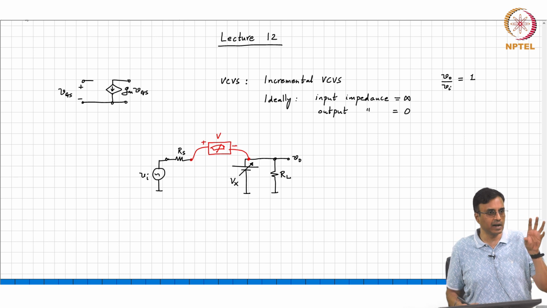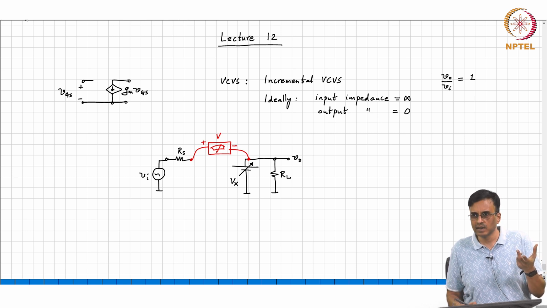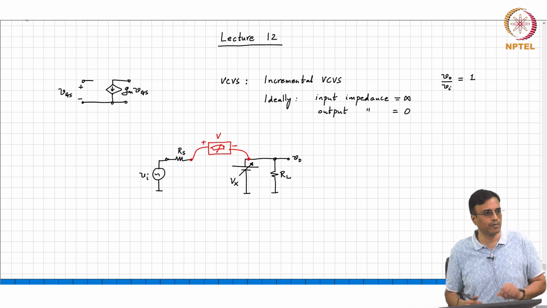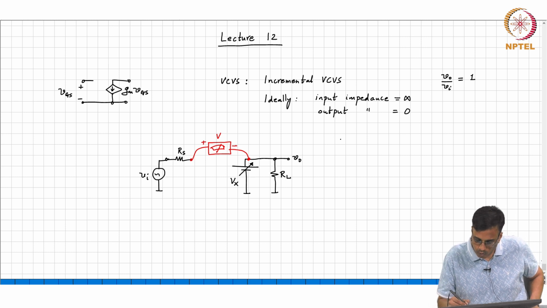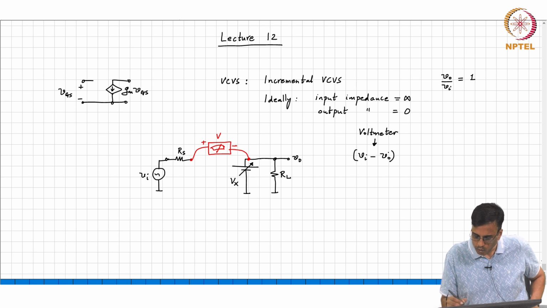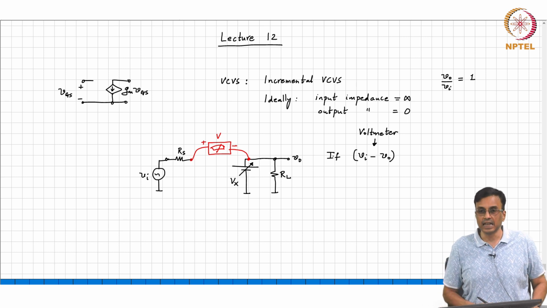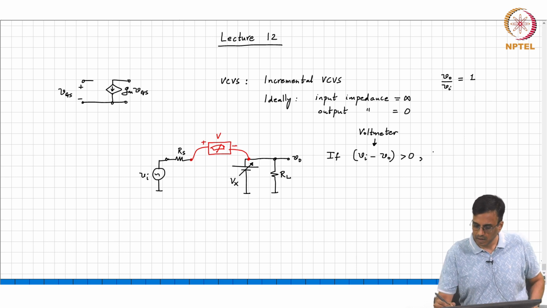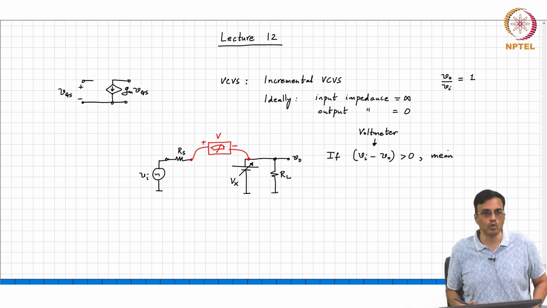By the way, what is the impedance of the voltmeter? If you have an ideal voltmeter, the internal resistance of a voltmeter is infinite. So what exactly does the voltmeter measure? The reading on the voltmeter therefore represents, very good, Vi minus Vo. So if the voltmeter reading is greater than 0, what does it mean? Then we figure out what to do.